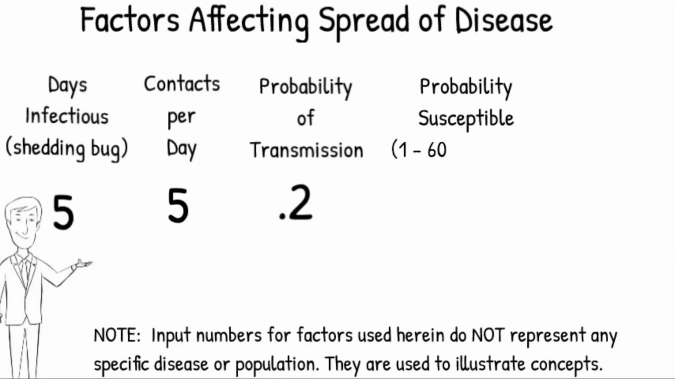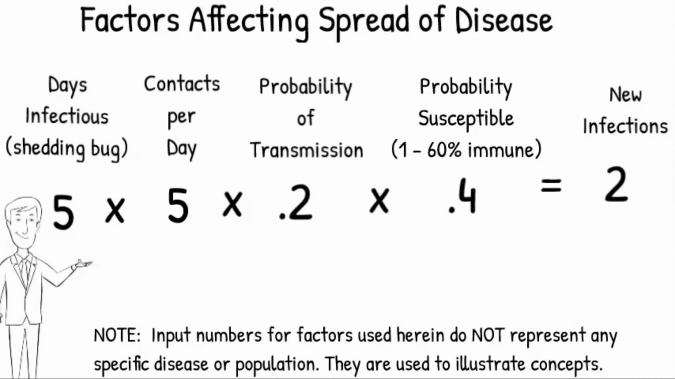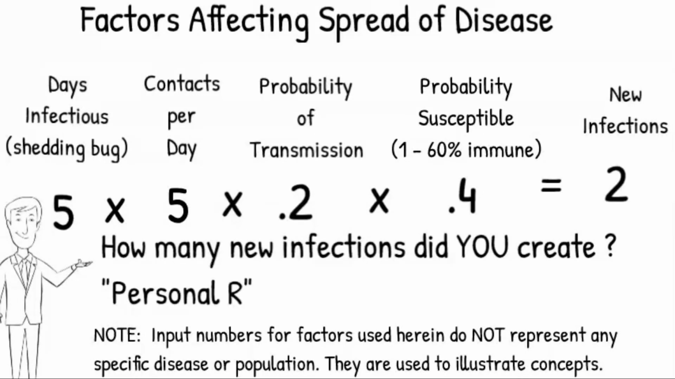So then of those, what's the probability they're susceptible? Let's say 60% of the population are already immune to the cold you're spreading. So that means 40% or 0.4 are susceptible. So then when you multiply that through, you're infectious for 5 days times 5 contacts per day, that's 25 people you might spread it to, times the probability of transmission per contact, well, that's 5 people you actually spread it to, gave the virus, but only 40% of those are susceptible. So you actually created 2 new infections, or an R of 2. How many new infections did you create, or what's your personal R, and how can you influence that?